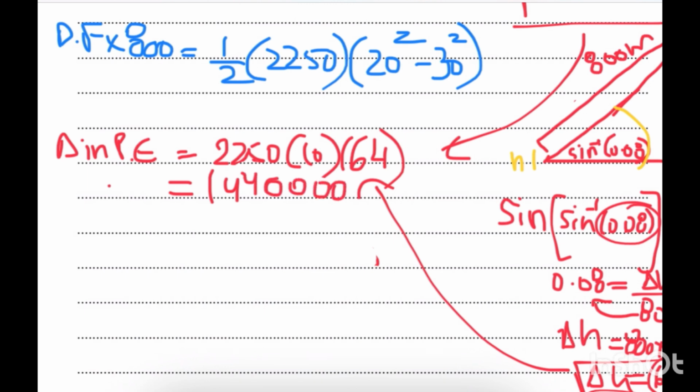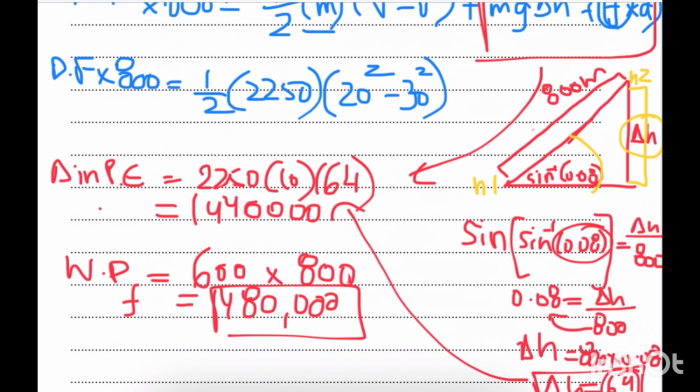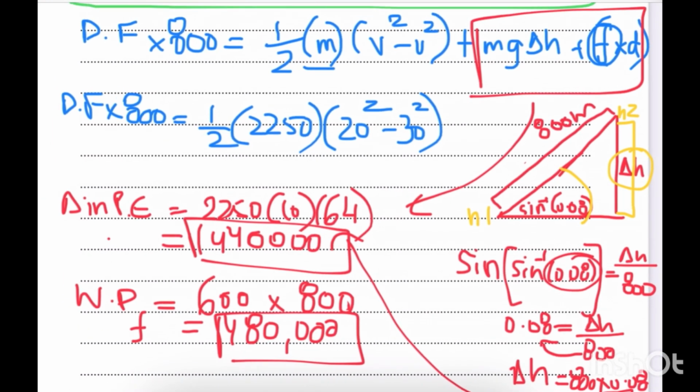1,440,000. And as for the work done against friction, we have the force of friction on both the car and the trailer, 600, multiplied by the distance traveled, which is 800, and that will be equal to 480,000. Now we can use these values in the initial equation which we were writing.